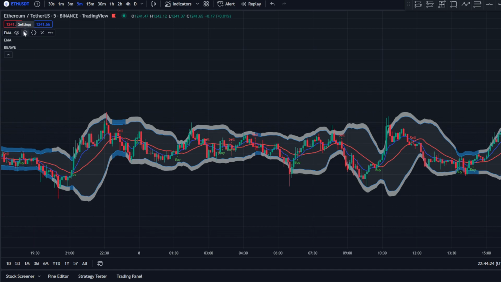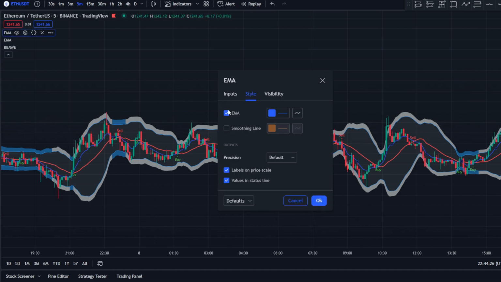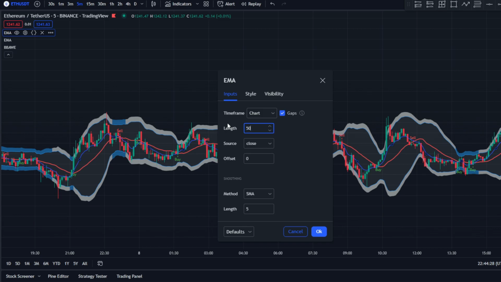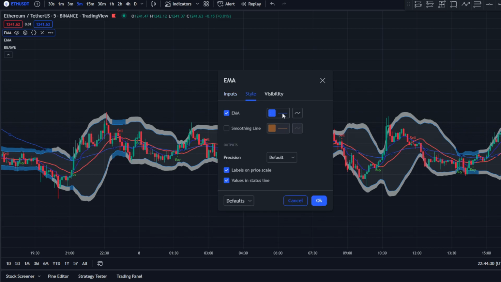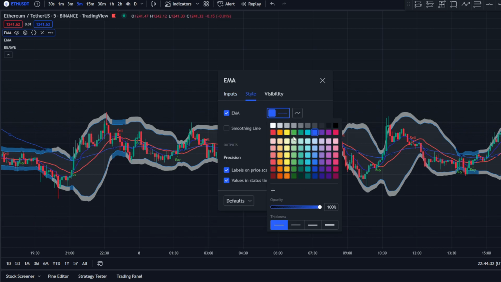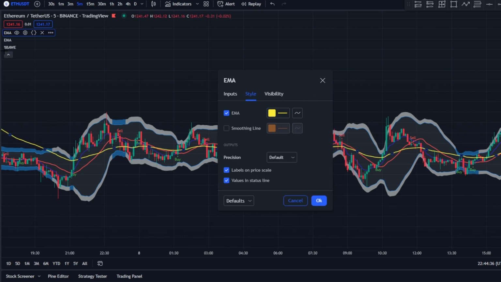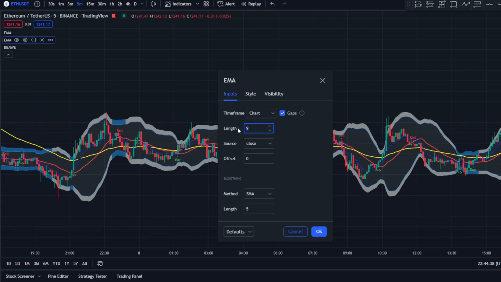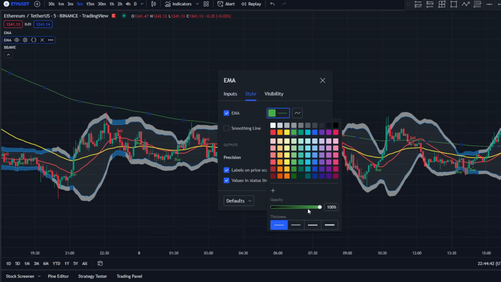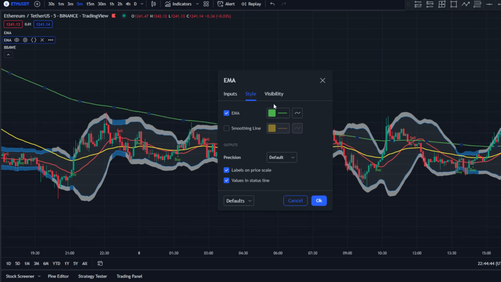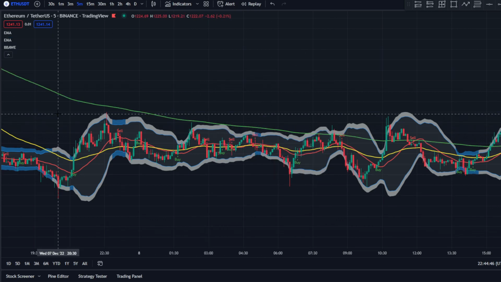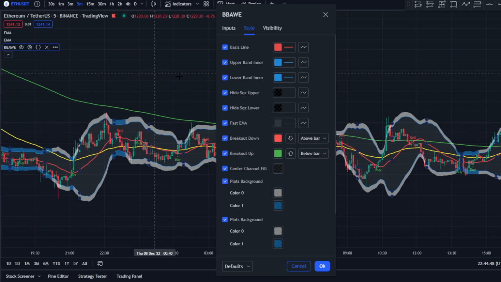First up, you want to change your EMA indicator. Go to settings, change the length to 50. For this, you want to change the color so you can know which is which. So I'm going to make it yellow for the 50 one. Next up, you're going to make the second EMA 200 in length, green in color, and that's what you change for the EMA indicator.